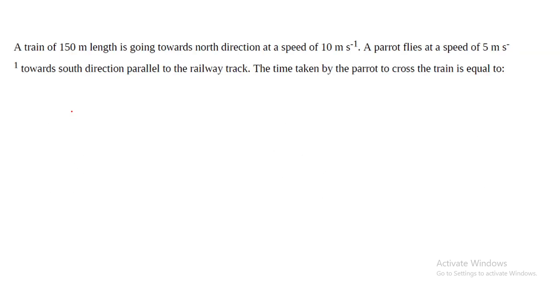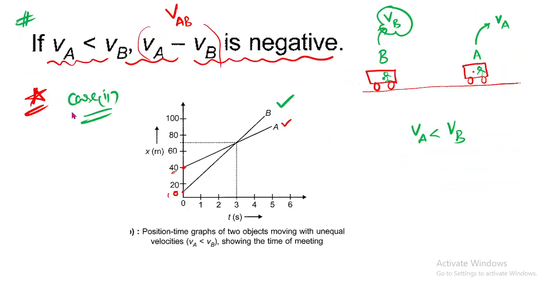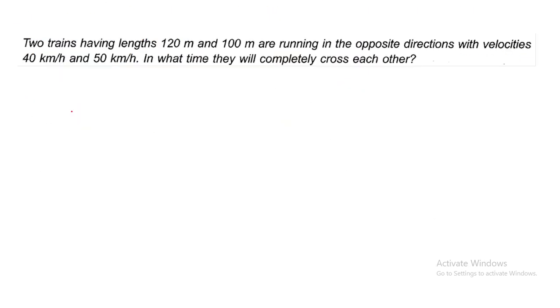Shall I write this question now? Wait. Do this question. Chalo, fast. Within 10 minutes we should complete all these questions. Write it faster. Two trains having length 120 meters and 100 meters are running in opposite directions with velocities 40 kilometers per hour and 50 kilometers per hour. In what time will they completely cross each other? Oh, very nice question.